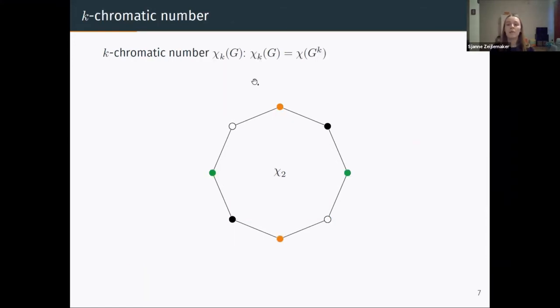And the same thing holds for the chromatic number. The k-chromatic number is really just the chromatic number of this kth graph power. So rather than chromatic number 2 for a cycle, we see here that we now require at least 4 colors for k is 2.